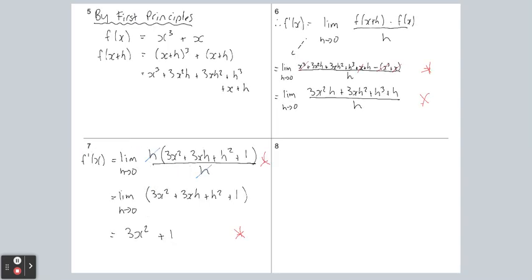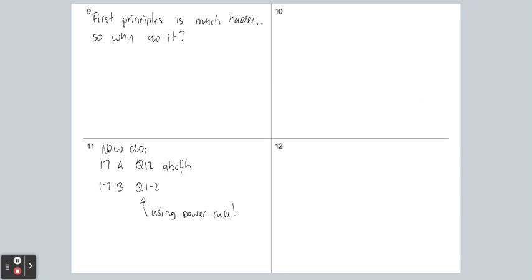Okay, so which way would you prefer to do it? Power rule or first principles? First principles, right? Says only the insane. Of course you'd prefer to do the power rule. I certainly use the power rule all the time. First principles I would only do under certain circumstances. So I thought I might just spend a moment to explain why we might do it.